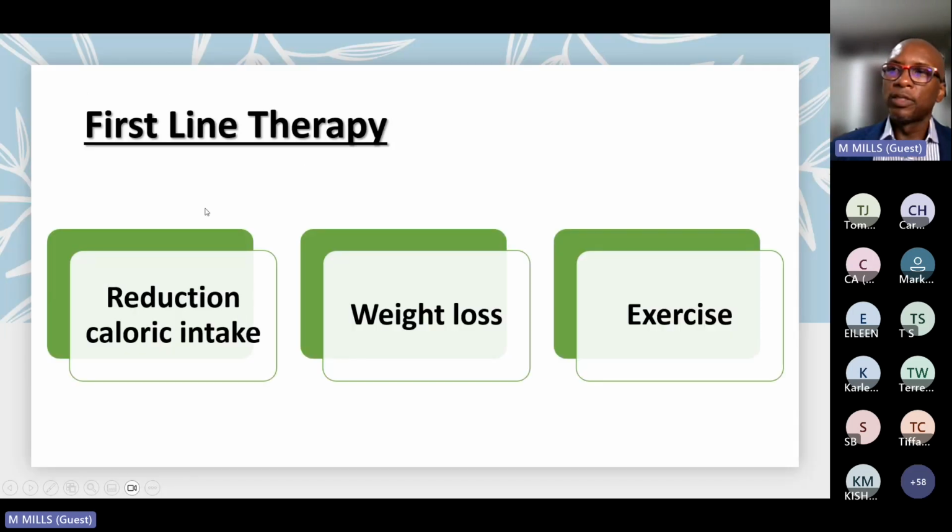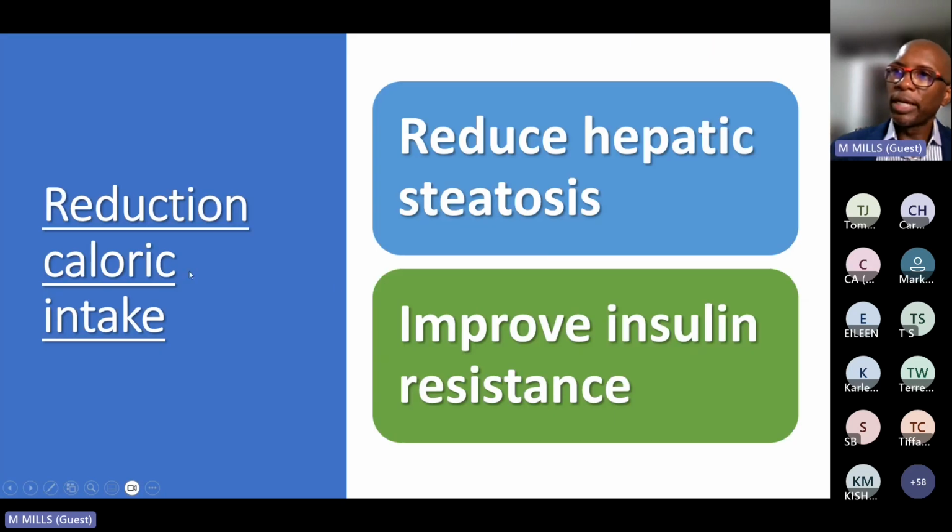So the first thing we want to do, first-line therapy, first-line treatment, you want to reduce your caloric intake. So we already spoke about having too many calories and what happens to your extra glucose and extra fat stores that the liver will take on. So you want to reduce that so that you don't have so much to store. Then you want to target weight loss and exercise. So reducing your caloric intake will reduce fat in the liver, which is steatosis, and it will also improve your insulin resistance. So it has benefits outside of just the liver.